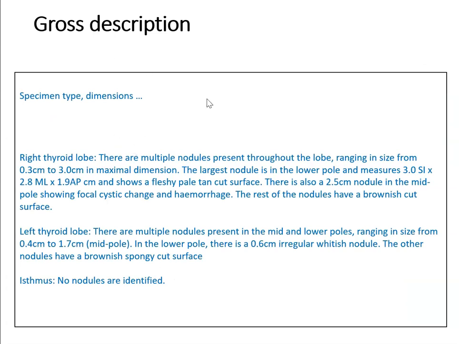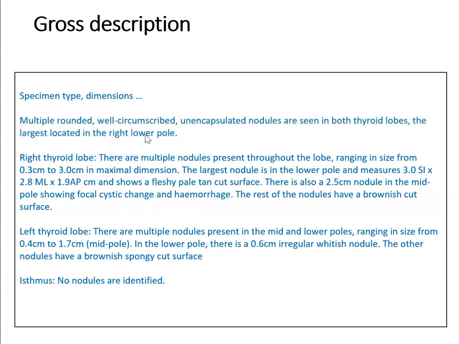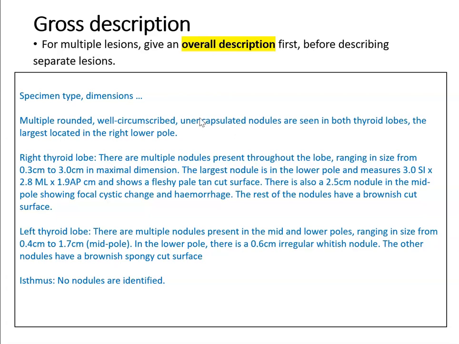Here is an example of a gross description of a thyroidectomy specimen where there are multiple nodules. So you can see that we can describe the nodules separately in each lobe, but it is especially helpful if we just give a very quick orientation. As an overall description, there are multiple nodules, and we can also mention that the largest is located in the right lower pole. This is very helpful to someone who is reading this without actually having seen the specimen.